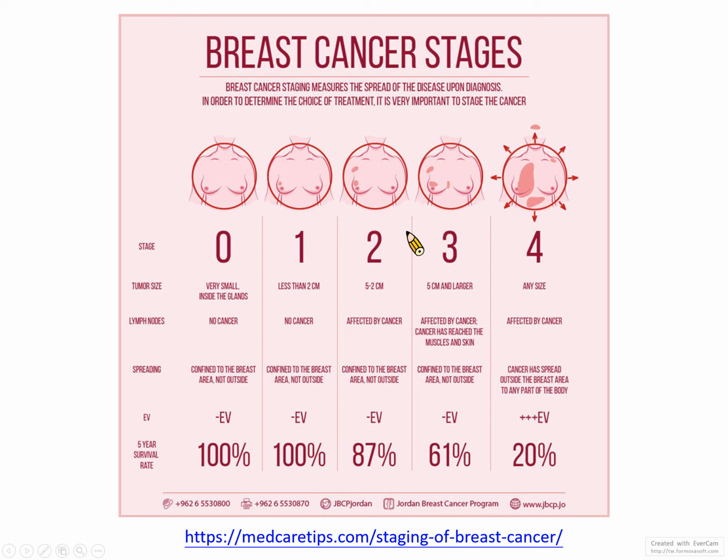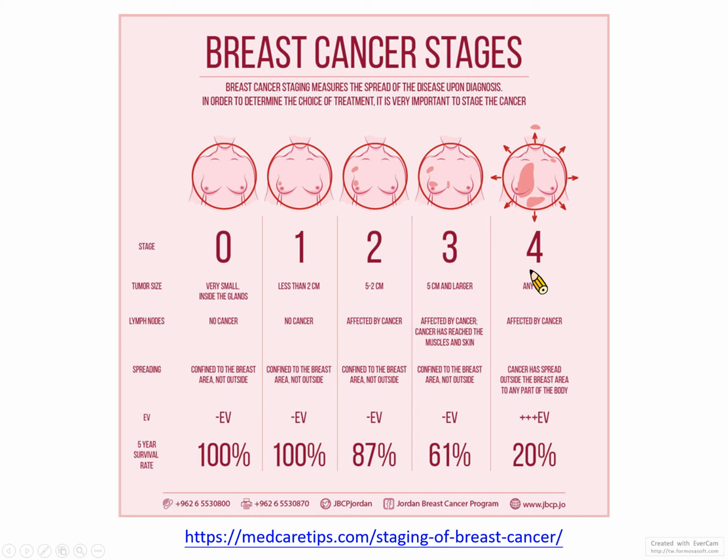In that case, because the cancer cells have already migrated to the lymph nodes, there is a high chance of developing further into other parts of the body. So the survival rate is reduced further, to about 87%. In stage 3, because the tumor is larger, the survival rate is even lower.